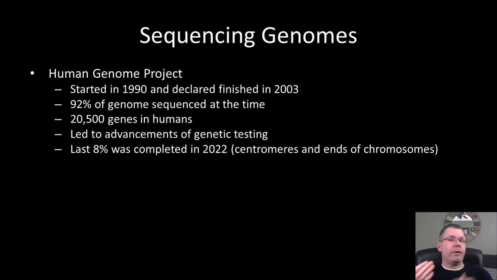Now, since that time, they've been doing more and more human genomes. When they first did it, they sequenced about 92% of the genome. The last 8% was finally sequenced last year, which was pretty important because it covered some of the DNA that wasn't easily sequenced before, and again, found new genes and also the ends of the genes and what those look like.